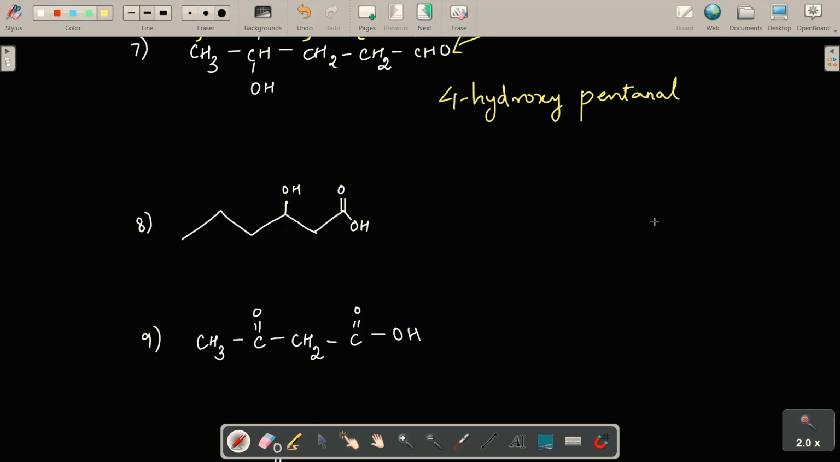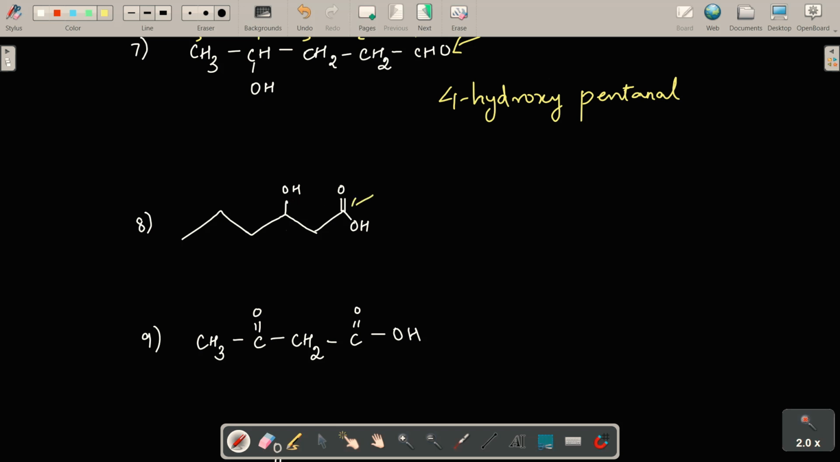Okay, now we'll move on to the next one. In this one, you have a carboxylic acid group and an OH. Some students will take this as a keto group and an OH group, but that is wrong. When you have a C double bond O and OH attached to the same carbon, it is a carboxylic acid group. So there are 2 functional groups.